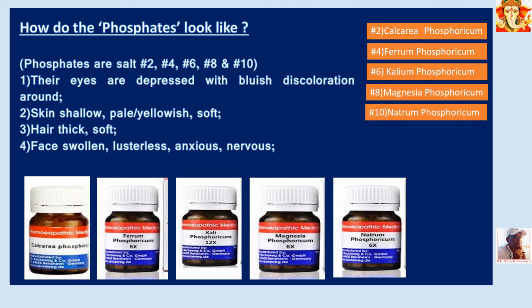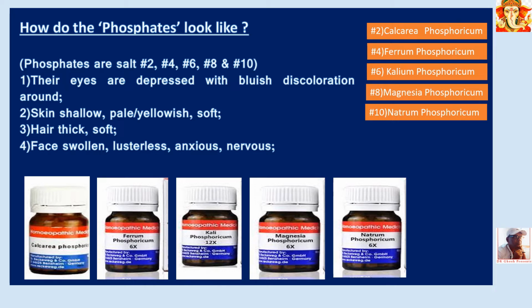How do the phosphates look? Phosphates means the patients of phosphates actually. How do the patients of phosphate look? Phosphates are salt number 2, 4, 6, 8, 10. The names are given here: calcarea phosphorica, ferrum phosphoricum, kalium phosphoricum, magnesia phosphoricum, natrum phosphoricum. Mind it, the name and pronunciation may be slightly different. Sometimes it is phosphoricum, some say phosphorica, all the same.